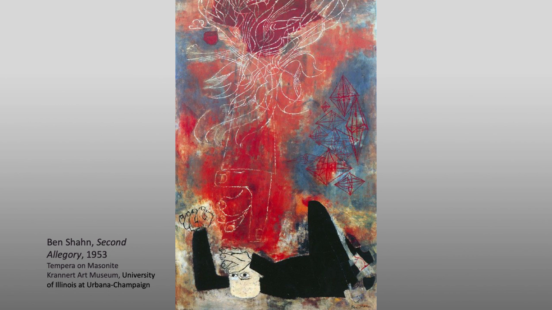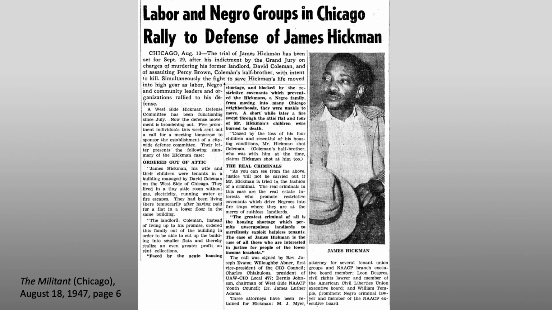Shahn gave a series of lectures at Harvard that were collected in his book, The Shape of Content. One of those lectures, The Biography of a Painting, outlined the personal sources that led Shahn to allegory, the ideas, if you will, that tugged these images onto the canvas. The first source he cites is the Hickman case we've already mentioned.